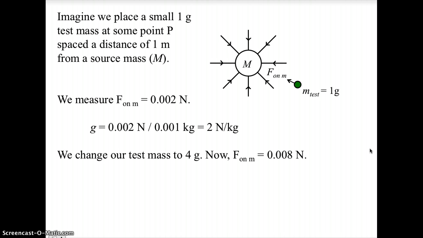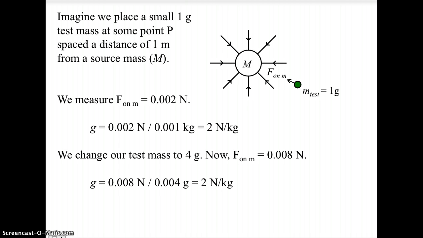If we change our test mass, I'm not going to show it, but imagine we put a bigger test mass at the same exact point, and now it's a 4-gram test mass. Well, you might expect that the mass feels a stronger force if it's larger. In fact, we could even measure it, and what we would see is that the force on the new, bigger test mass would be 0.008 newtons. So if we calculate G again, we put in 0.008, we divide by the mass, 0.004, and we get the same value, 2 newtons per kilogram.